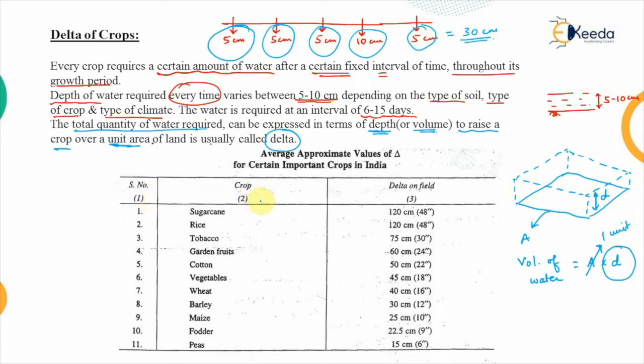So if you look at the different crops in the Indian context, for example the first one is sugarcane. Sugarcane requires 120 centimeter depth of water for its complete growth. Similarly rice also requires 120 centimeter depth of water. Now the next important crop is wheat. It requires 40 centimeter of water. These are certain values which you should remember, and if you can remember all of them, that is good enough, but you must remember these three at least.